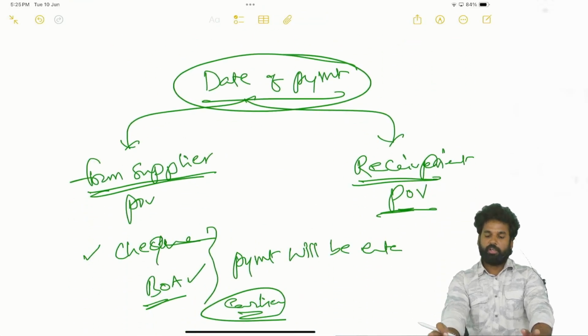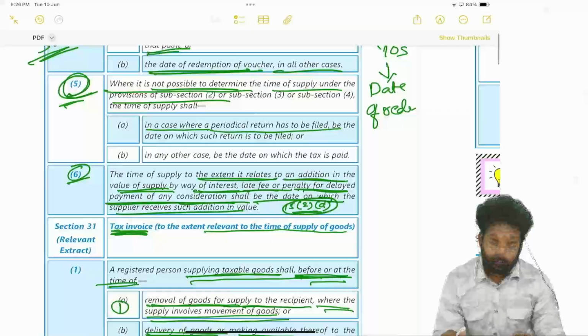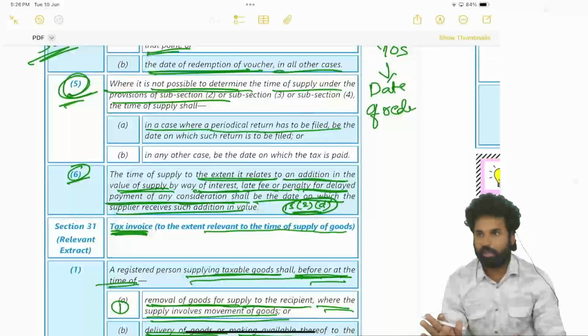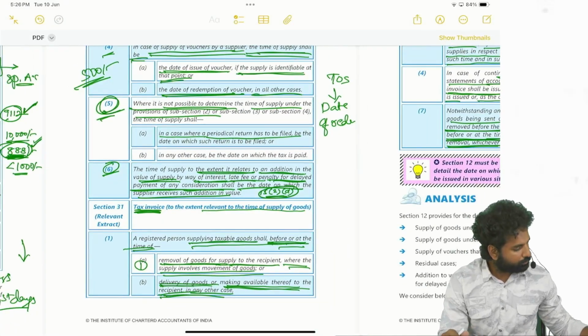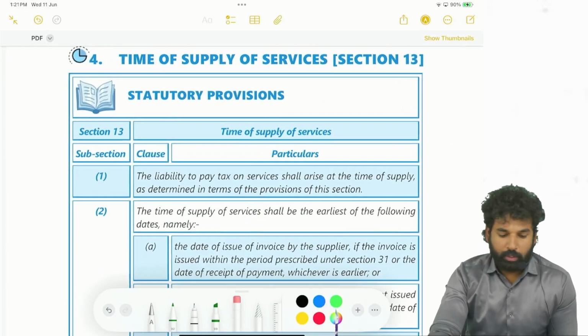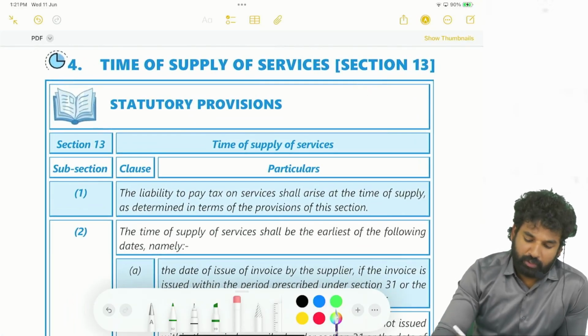sixth case, interest, late fees, penalty. In such cases, whenever you are receiving such interest, late fees, penalty, that will be the time of supply. Okay. So this is with respect to time of supply of goods under forward charge mechanism and reverse charge mechanism. Okay. Right. So far we have covered section 12.